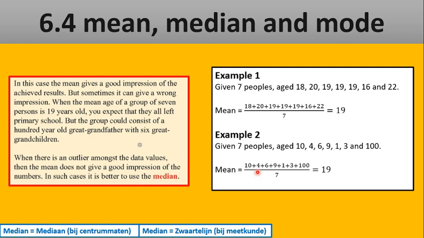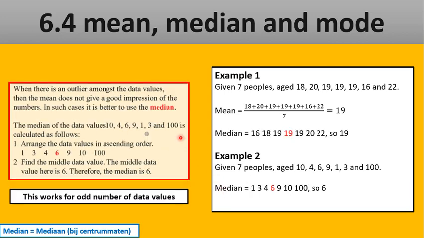Let's take a look if we're going to calculate the medians of those two examples, right? And if you want to do that, first you're going to arrange the data in ascending order. So 1, 3, 4, 6, 9, 10, 100. Also done so right here. And then you're going to take a look at the middle data value.